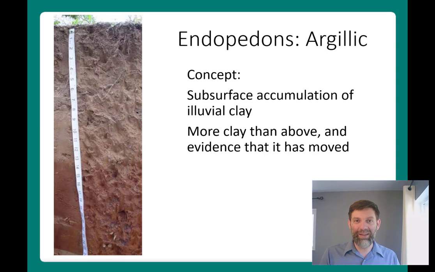It has more clay than the horizon above it, implying that we've increased the clay, things have moved down into this horizon, and there's evidence of clay movement. And that is generally like coatings of clay on sand grains or on particles. We call those clay films that show that the clay has actually moved. Not that it just happened to have a high clay zone, but that we've had movement of clay. So that is the argillic endopedon.